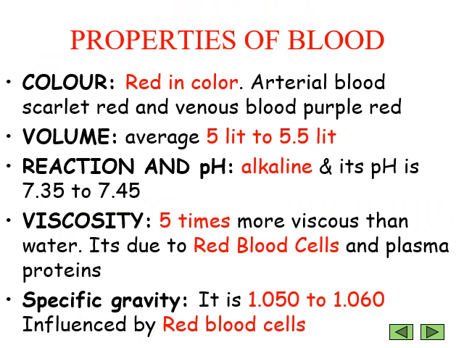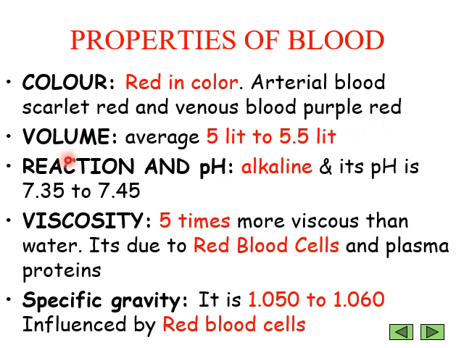Okay, let's discuss the properties of the blood. The first property is the color. The color of the blood is red. The arterial blood is more bright red in color as compared to venous blood, which is purplish red in color. Now, the brighter red color of the arterial blood is due to the presence of high levels of oxygen.